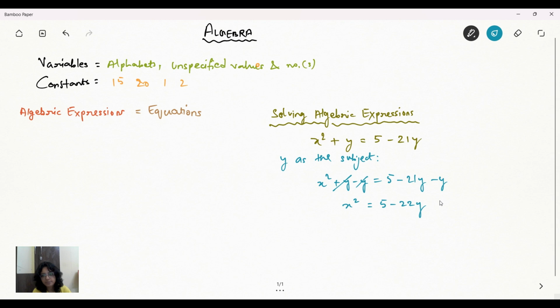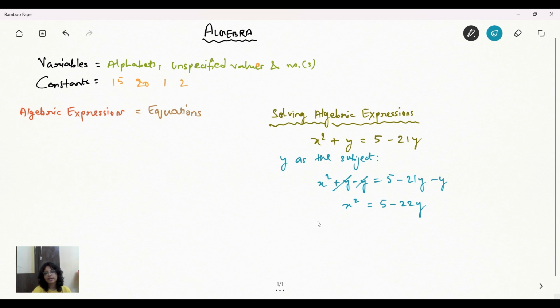Now, still our job is not done. We had to make y our subject. So if we are making y the subject and isolating y, that means we will have to bring anything other than y to the other side of the equal sign. Whatever except y, what we have in this expression is 5. So what we do? We add negative 5 on both sides of the equation.